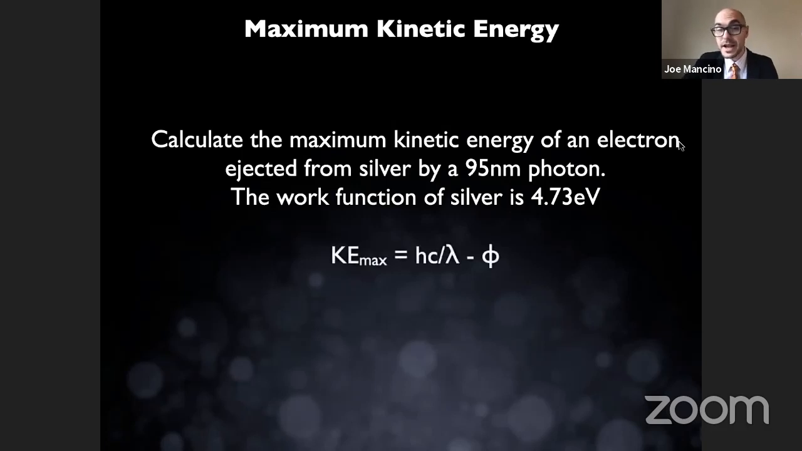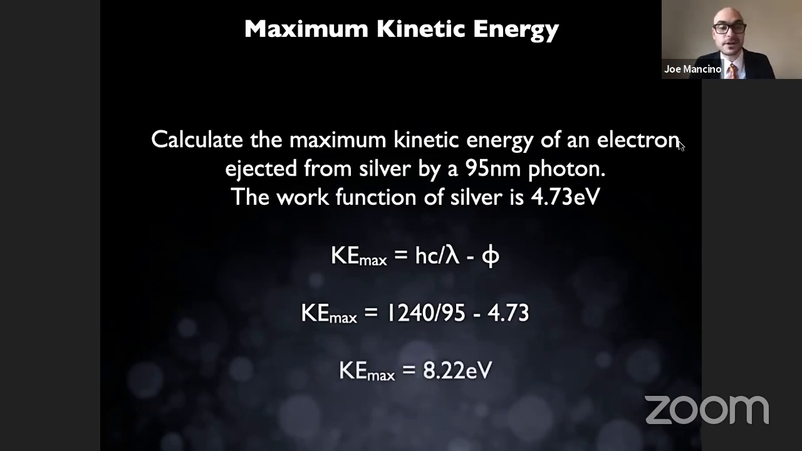Well, if the maximum kinetic energy is hc over lambda minus the work function, I know that the energy of that incoming photon is 1,240 divided by 95, and the work function is 4.73 eV. Did you get something in the neighborhood of 8 and change electron volts? Fantastic, or not. I can't hear you. We have no way to know what you're saying, but I believe in you.